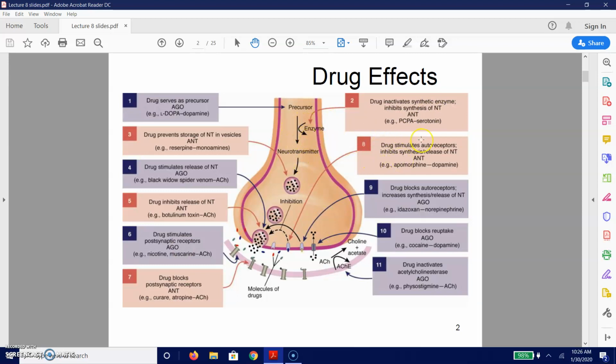And they can also stimulate autoreceptors. So again, if we stimulate an autoreceptor, that allows us to cut neurotransmitter production and release. So those are the different ways that drugs can serve as agonists or antagonists. I'd highly encourage you to look at the ones that you particularly understand and be prepared to know those because they are going to be on an essay question.